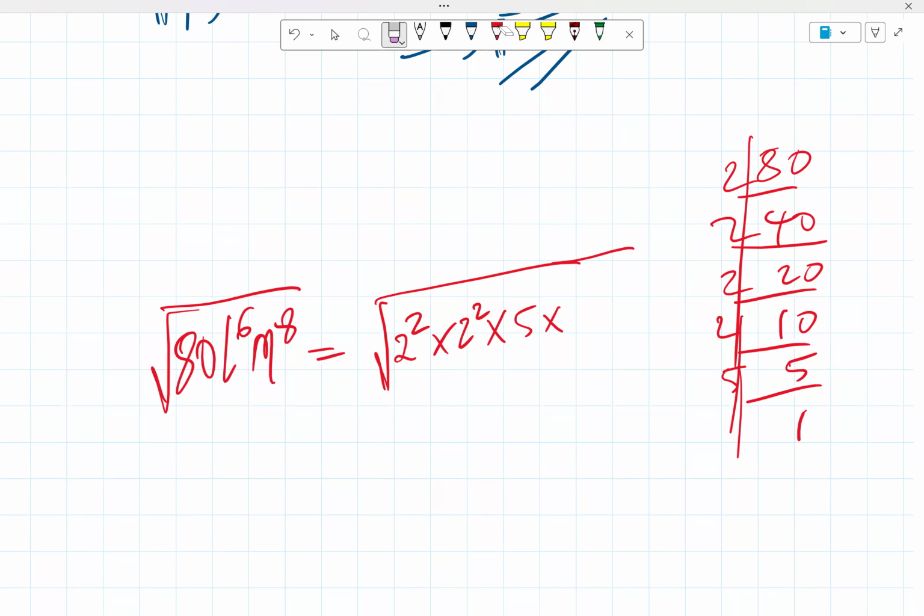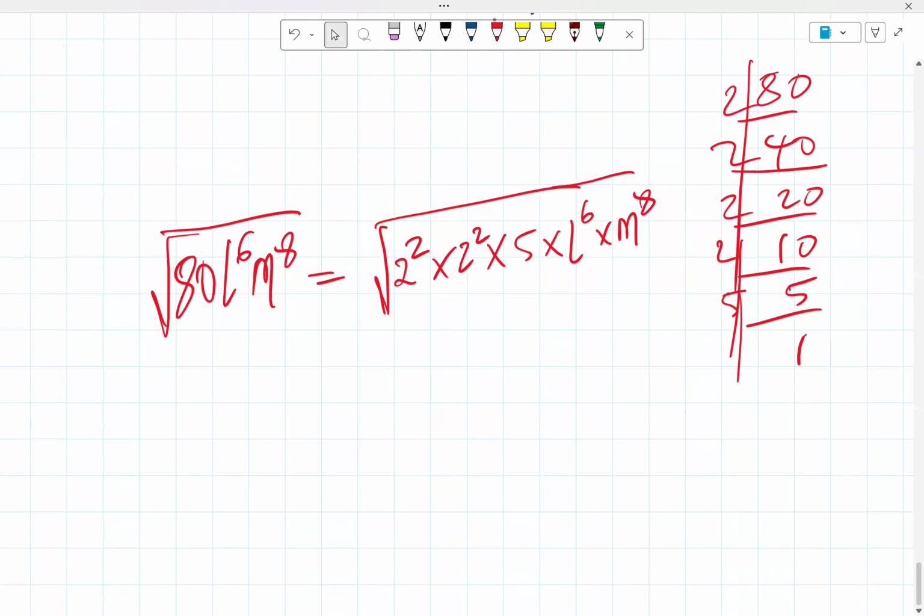L raised to power 6 is L cubed. Okay, well, we can just leave it as L raised to power 6 times M raised to power 8, because if I want to expand it, that'll be a lot, but it's okay.